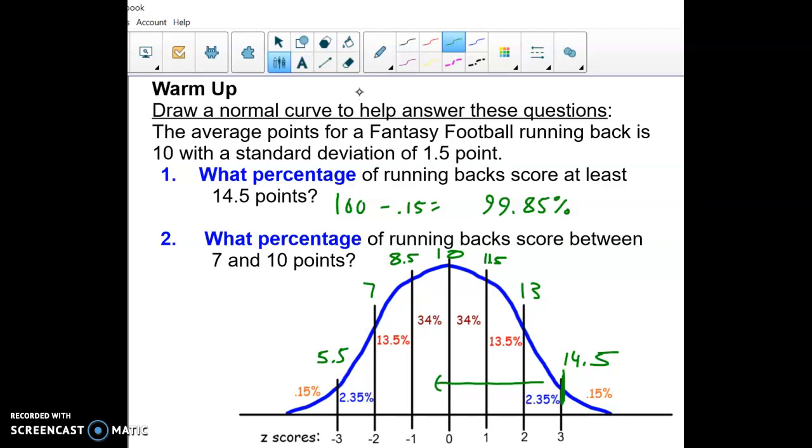What percent score between 7 and 10? So I would just add up those sections. So 7 to 10 would be here. Just add those two sections. So 13 and a half plus 34, that would be 47.5%. Okay, and you have to do something along those lines on the test.